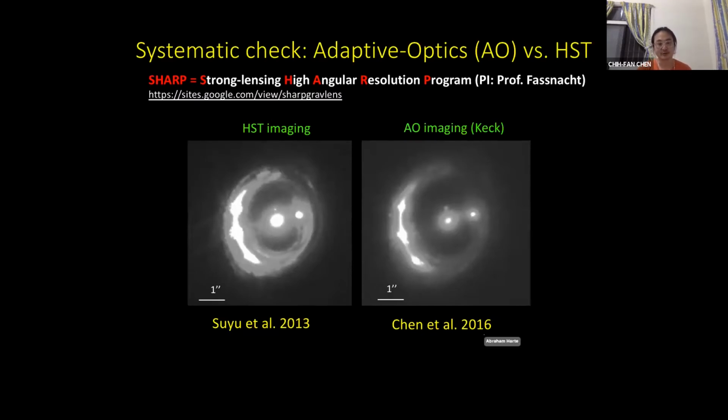So next, we have gone through a lot of systematic checks. The main systematic check we have done is using an independent imaging data set to determine the mass distribution of the lensing galaxy. We use adaptive optics imaging collected by a strong lensing high angular resolution program led by my previous PhD supervisor, Chris Fassnacht, to determine the mass distribution. The advantage of using AO imaging, in the right figure, is that it provides higher angular resolution than the HST imaging.